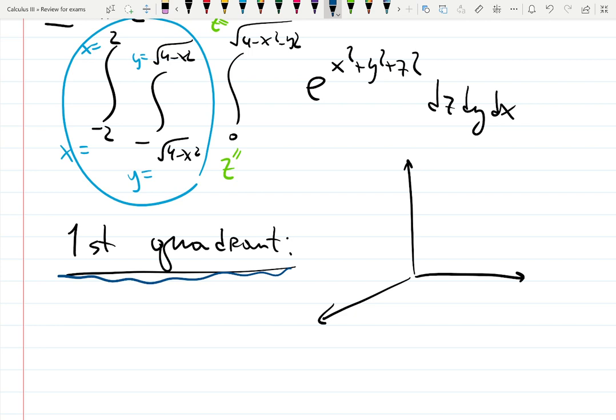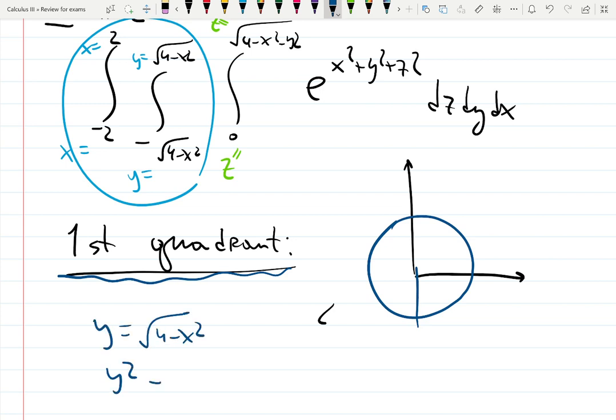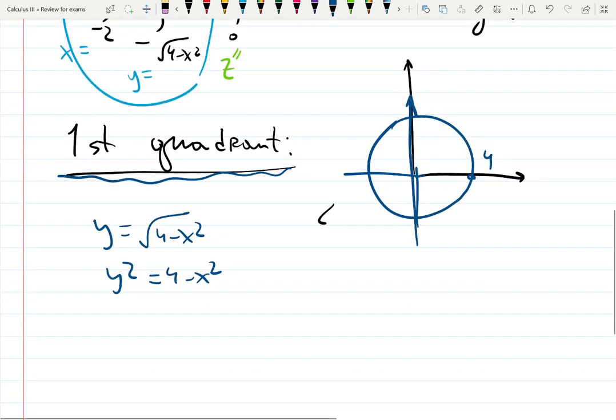You sketch all the graphs and you see that, oh, this one is actually a circle. I see. First quadrant was the other one. Okay, fine. This one is a circle. So let's draw it in 2D really fast. A circle. How do I know? Because y equals square root of 4 minus x squared means y squared equals 4 minus x squared. That's a circle. y squared plus x squared equals 4. The radius is 2.